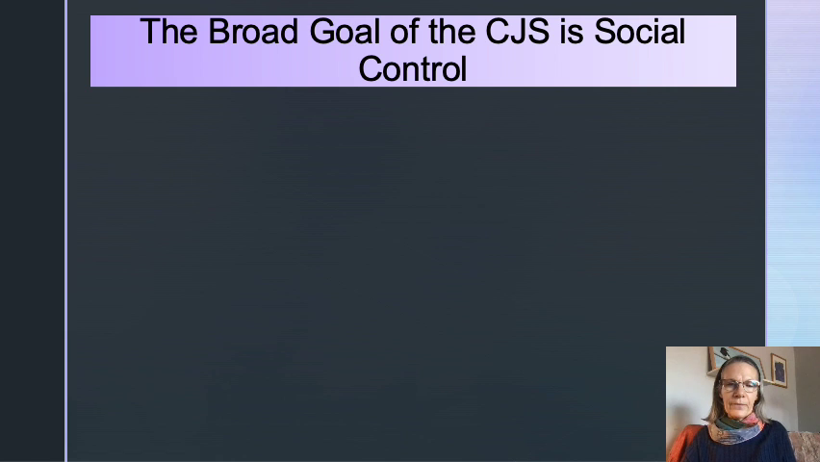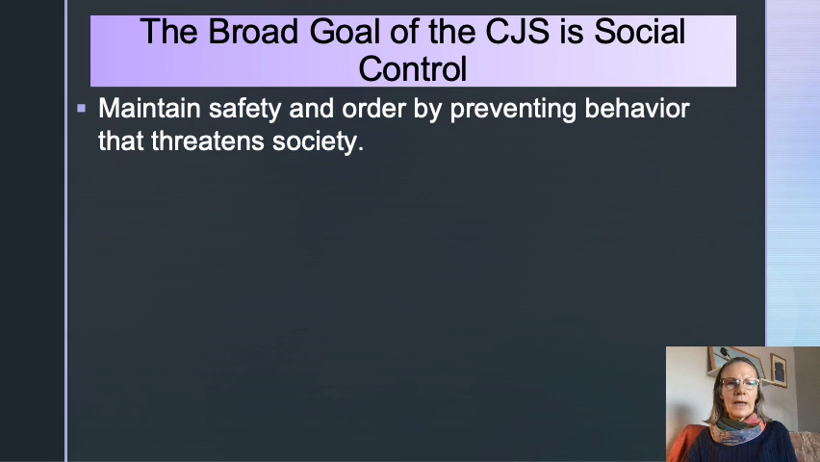So while you're learning about the criminal justice perspectives, I want you to keep a couple of things in mind. One of the things to keep in mind is that, when it comes to the criminal justice system, regardless of the perspective, there's a broad goal that all of the perspectives share. And that broad goal is that the purpose of the criminal justice system is social control. And what that means is that we have a criminal justice system in order to maintain safety and order by preventing behavior that threatens society, right?